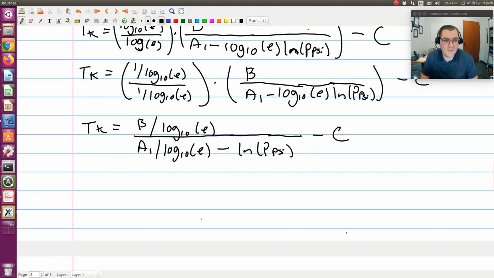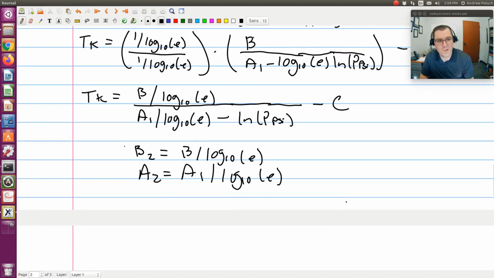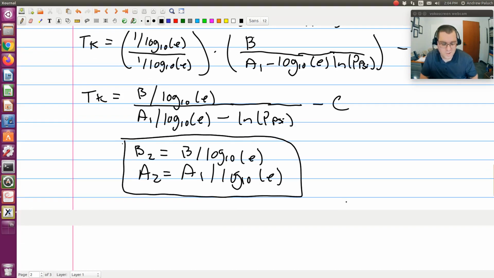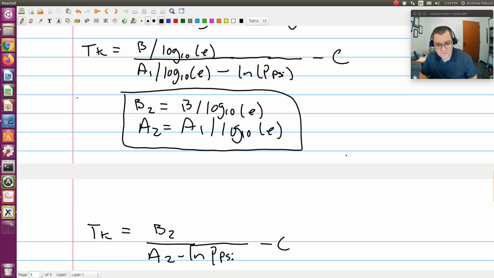I'm going to define two more constants, using the same convention. Let's just use a subscript 2 to be consistent throughout. Let's define b2 as b divided by log base 10 of e, and a2 as a1 divided by log base 10 of e. You just need to keep track of all these constants as we work through the problem, but log base 10 of e is just a constant. e is just a number. So where does that get me? At this point I have T in Kelvin is equal to b2 divided by a2 minus natural log of p in psi, minus c. So I'm almost there.